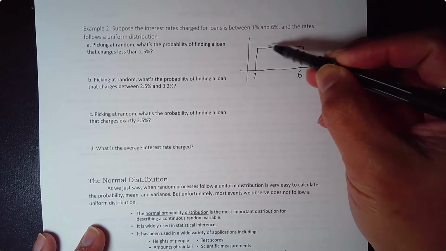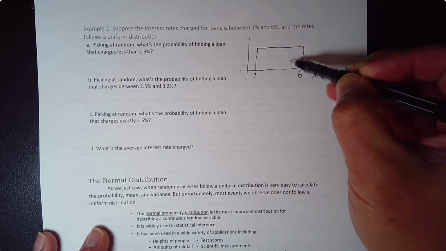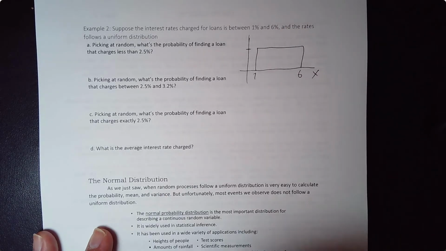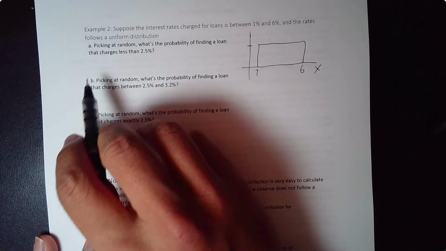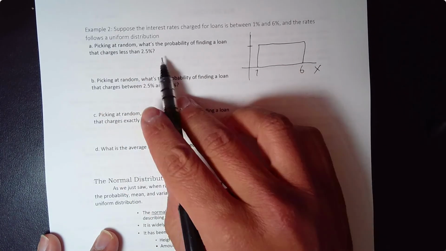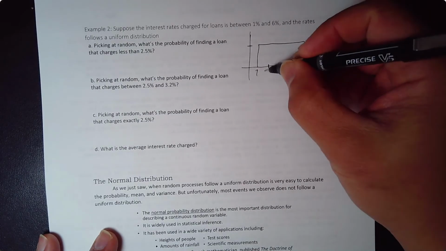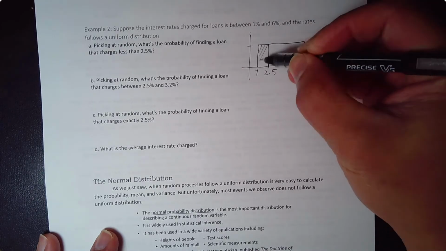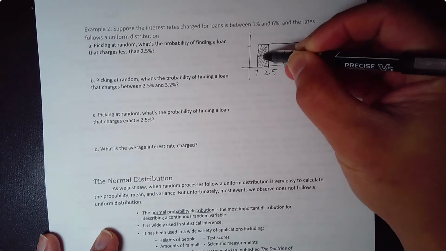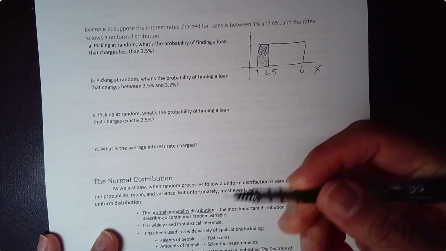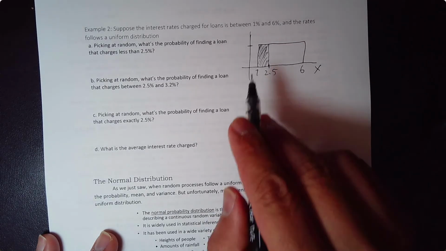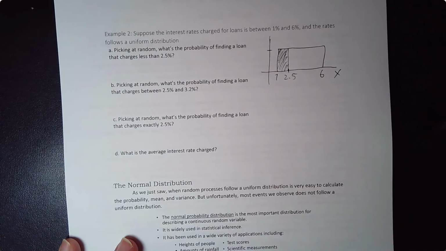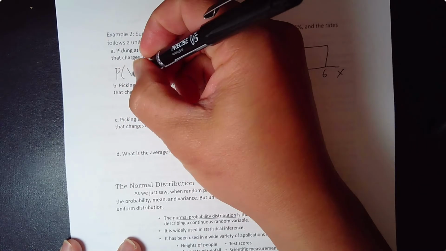All right, let's do one more example. Suppose the interest rate charged for loans is between 1% and 6%, and the rates follow a uniform distribution. Right away we can sketch out the distribution for all the loans. Let x be the interest rate. Basically, all the loans fall between 1% and 6%, and there's an equal amount of low interest loans as there are high interest loans. That's how we can interpret what a uniform distribution is.